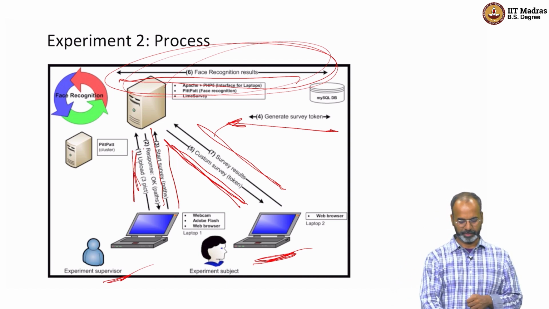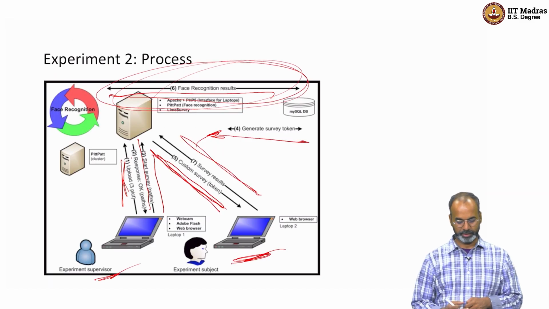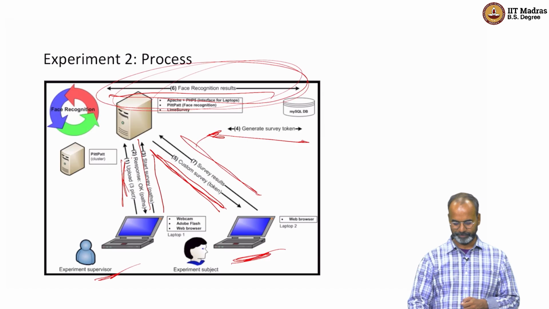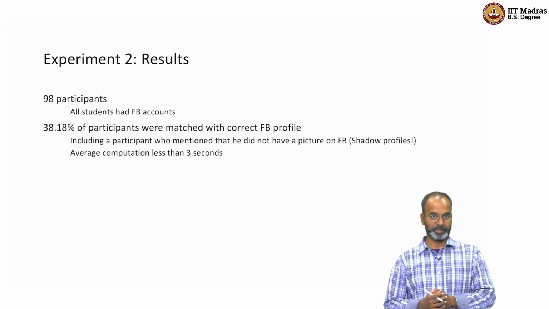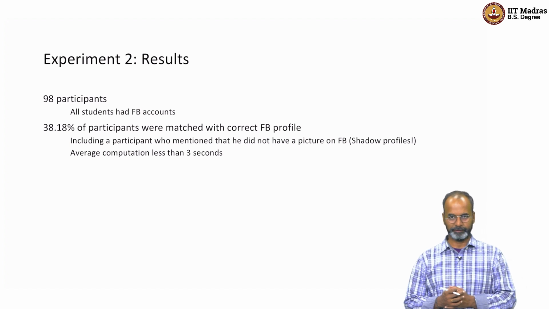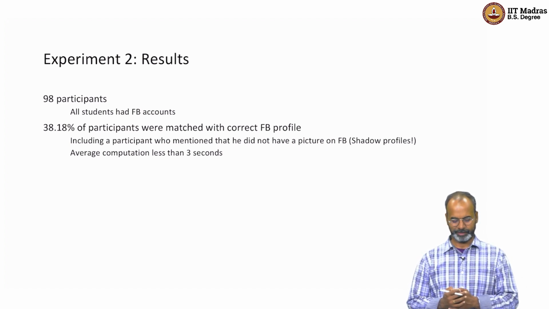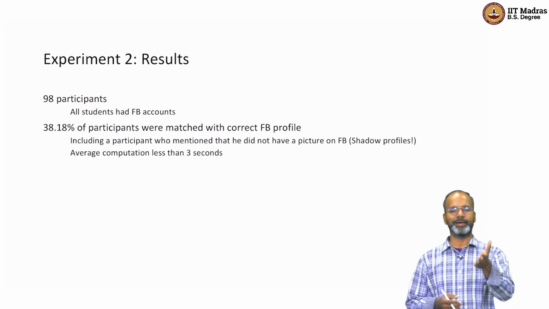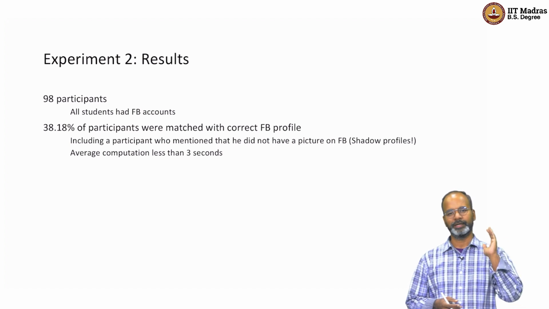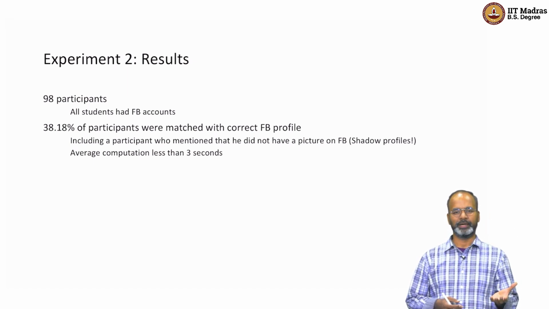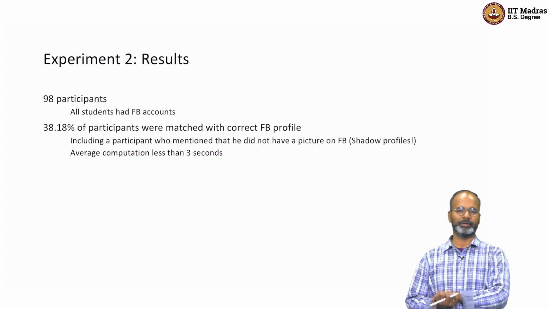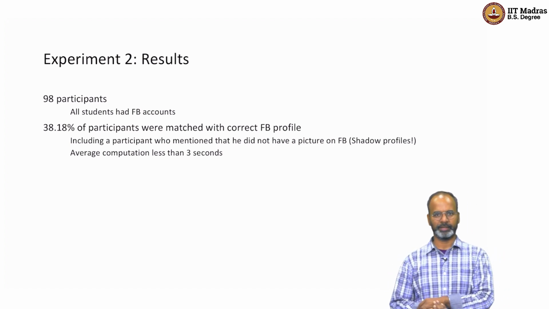Right. I've written the same thing in text in case you want to just read what I just said. Results: 98 participants, all students, had Facebook accounts. Interestingly, what this means is that if you randomly pick somebody on campus or on the streets in whichever city you are, take a photograph of them, and go to social media and collect millions or billions of pictures from Instagram and Facebook, you will re-identify this person effectively. That's what this means.